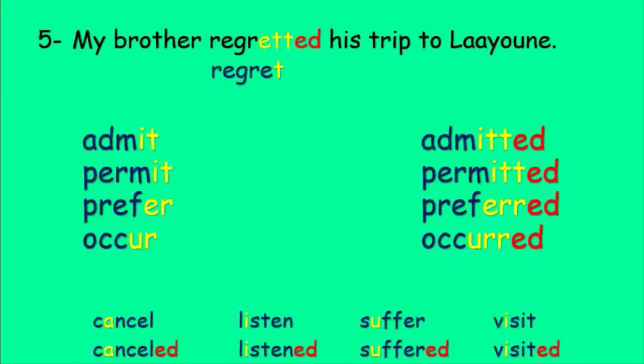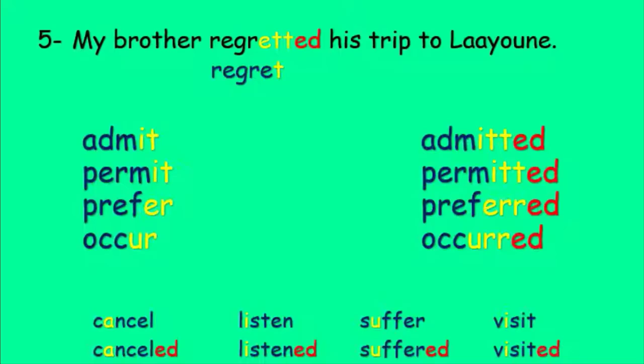Number 5. My brother regretted his trip to Laayoune. The verb is regret. So the verb is regretted. We double the last consonant. Why do we double the last consonant? In example number 4, we saw that the verb is one syllable and it has one vowel. That's why we doubled the last consonant.